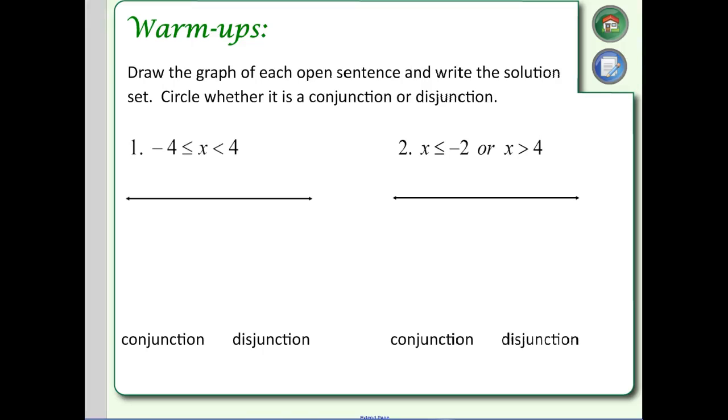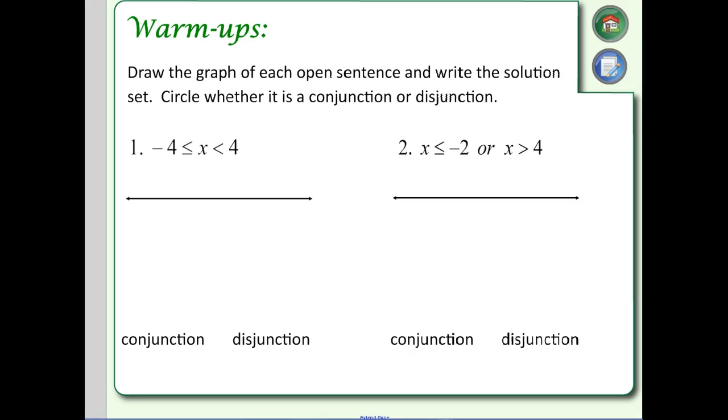Right, students, we're going to continue on in chapter 10 today. We're going to look at section 10.5, but I want to do a quick review from yesterday's lesson. If you notice, it says draw the graph of each open sentence and write the solution set. Circle whether it's a conjunction or a disjunction. Well, I made it kind of easy for you. Everything's already written out here.